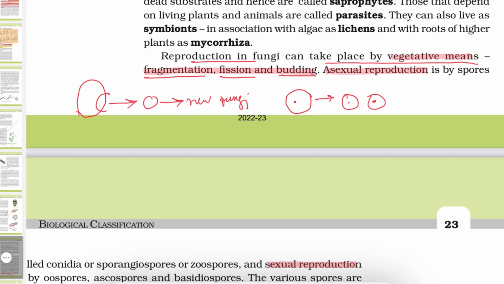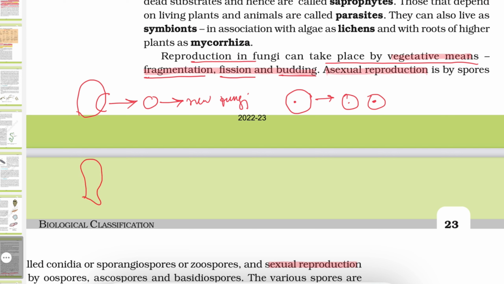Now budding means, if this is the body of the fungi, and there is a small outgrowth that is called a bud. Now this bud gets detached. This is the parent fungi, and this bud gets detached from the parent fungi, and the bud gives rise to a new fungi. This is budding. So three types of vegetative reproduction we can see: one is fragmentation, one is fission, and the last one is budding.